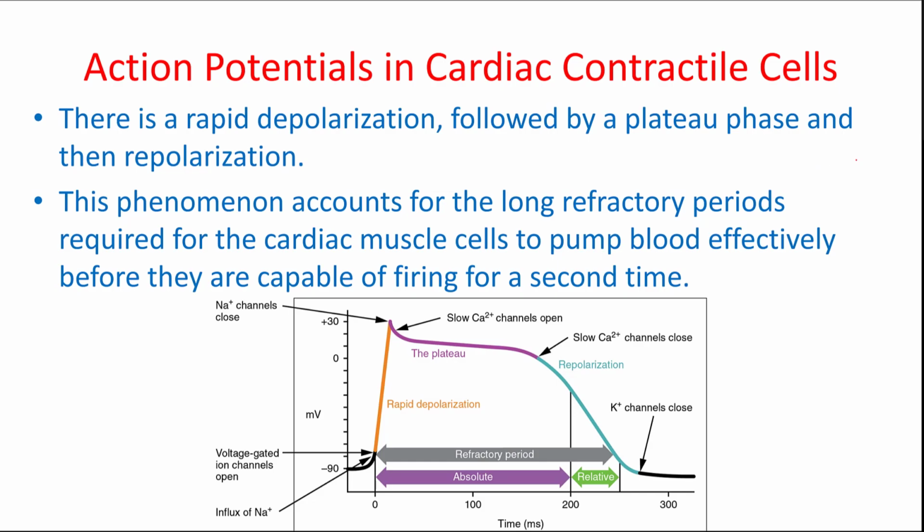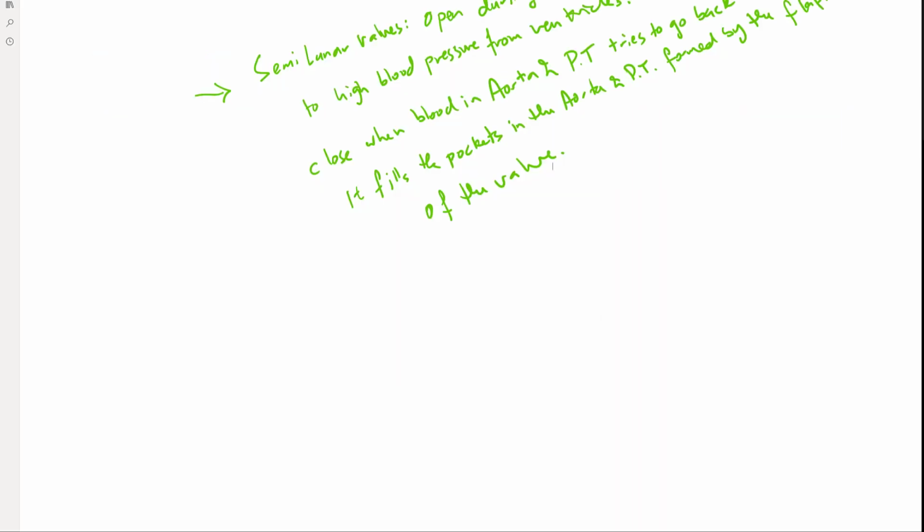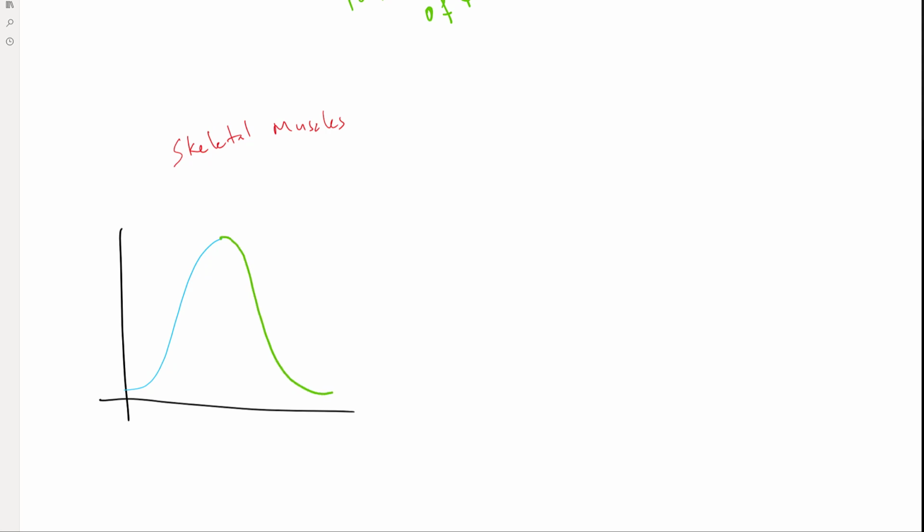Okay, let's talk now about the action potential in the cardiac muscles. And actually, before going to the cardiac muscles, let's try to remember the action potential in the skeletal muscles. So I'll do some drawings here. So in skeletal muscles, if you remember, we have depolarization and then we have repolarization, right?